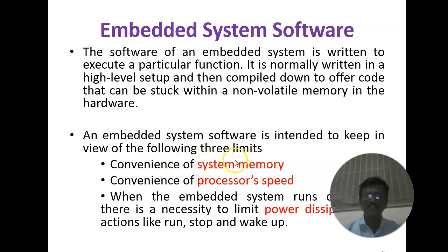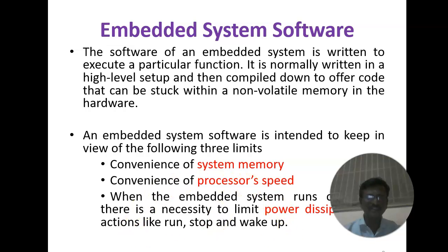So system memory should be convenient for loading the software. We have already seen what is meant by firmware: software which is loaded into the hardware is called firmware. So when you are loading the system software into that hardware, the memory should be convenient for you, right? And the processor speed also should be taken into account.